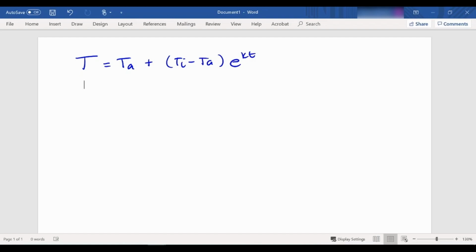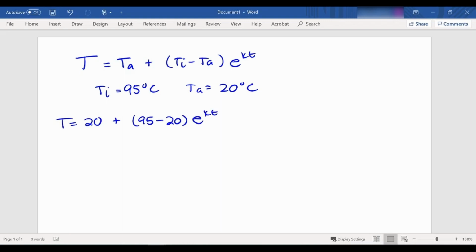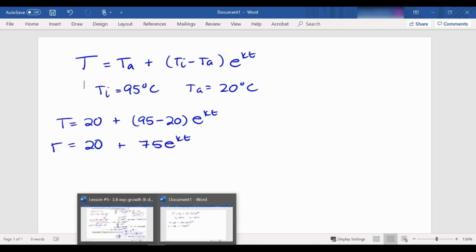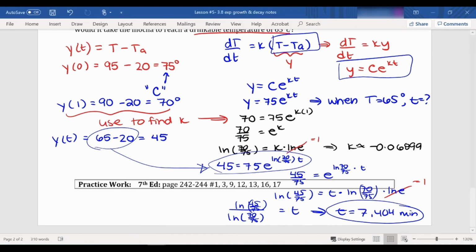So I know my initial temperature. My initial temperature in this question is 95 degrees Celsius. I know my ambient temperature is 20 degrees Celsius. And so if I rewrite this equation, I get 20 plus 95 minus 20 e to the kt, or 20 plus 75 e to the kt. Now you'll notice this 75 e to the kt is the same as what I have here.